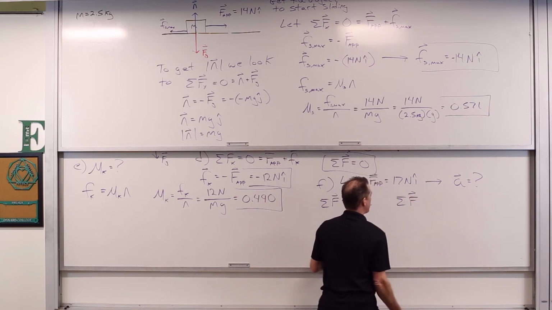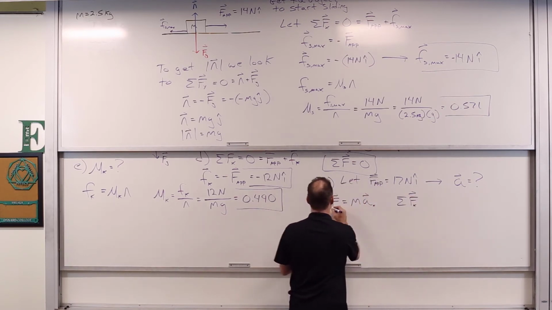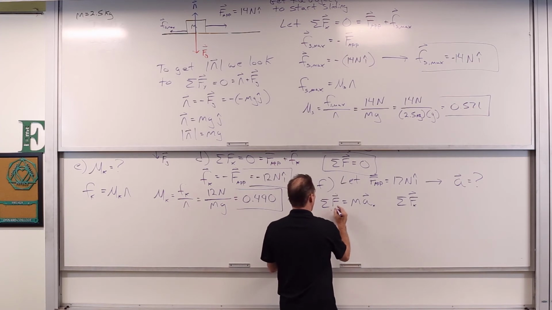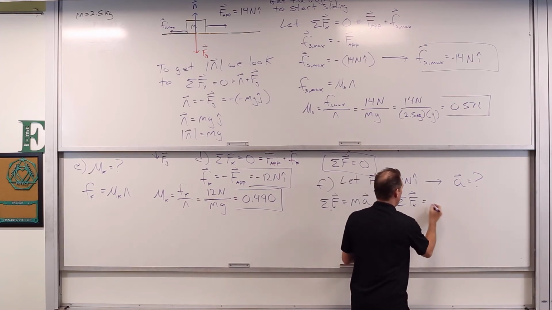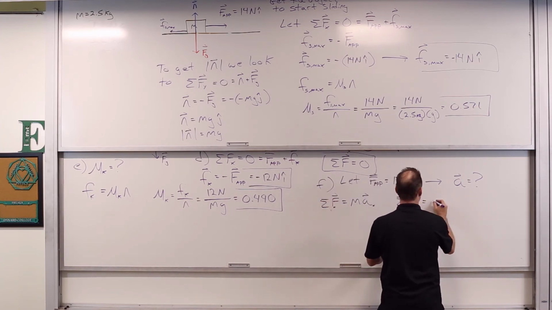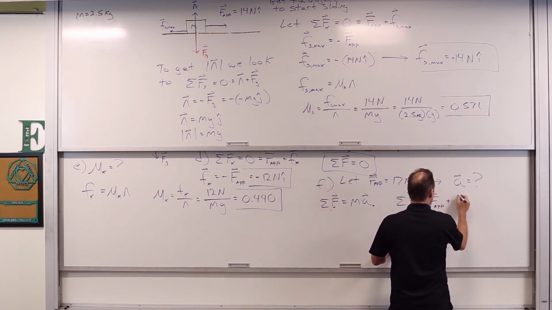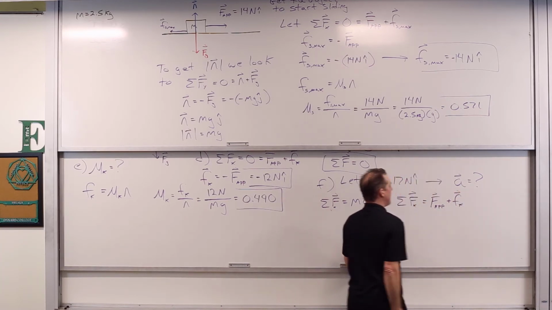What is the net force acting? Let's just put the x's here, why not? What is the net force acting in the x direction? What is the vector sum of all the forces acting, which is F applied i-hat plus F sub k i-hat.